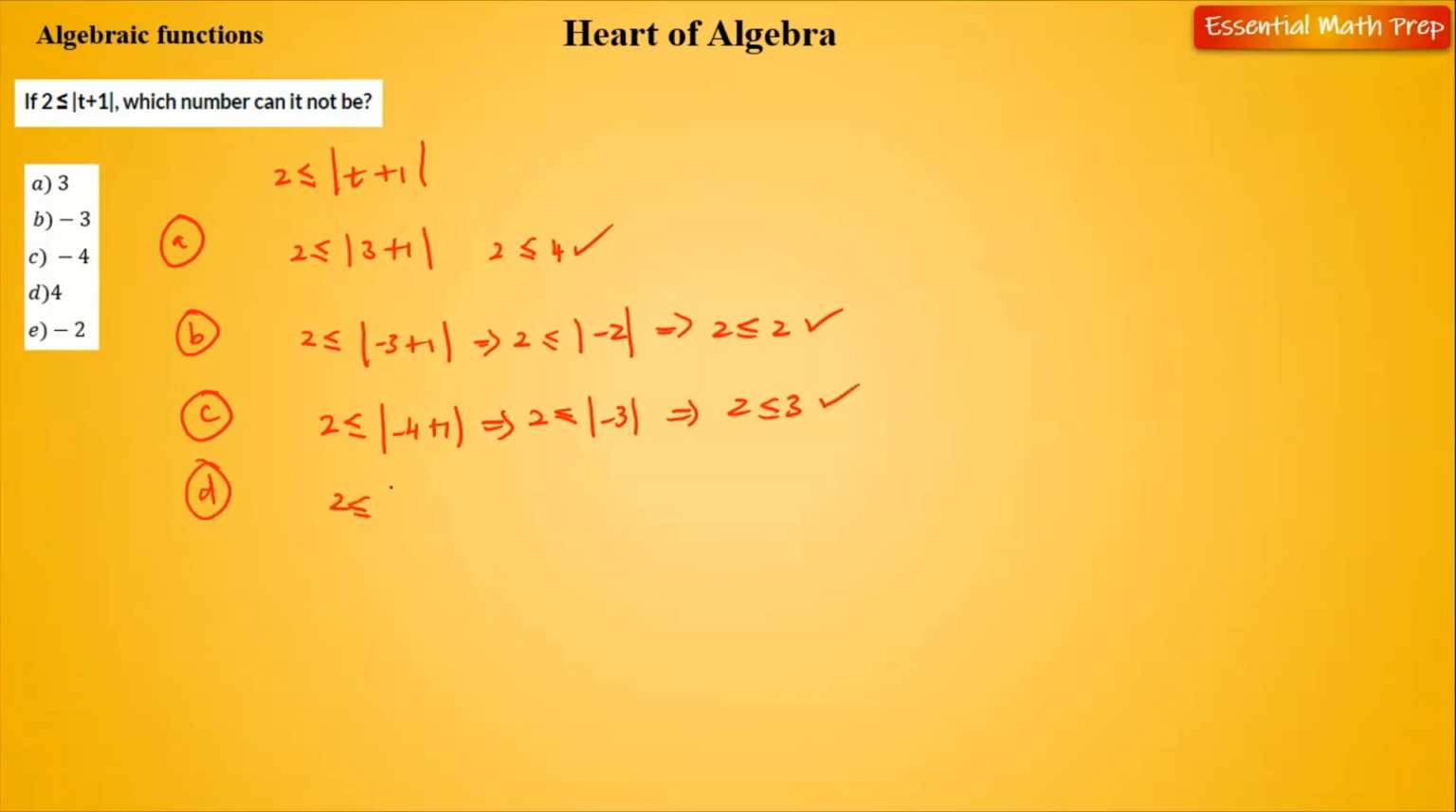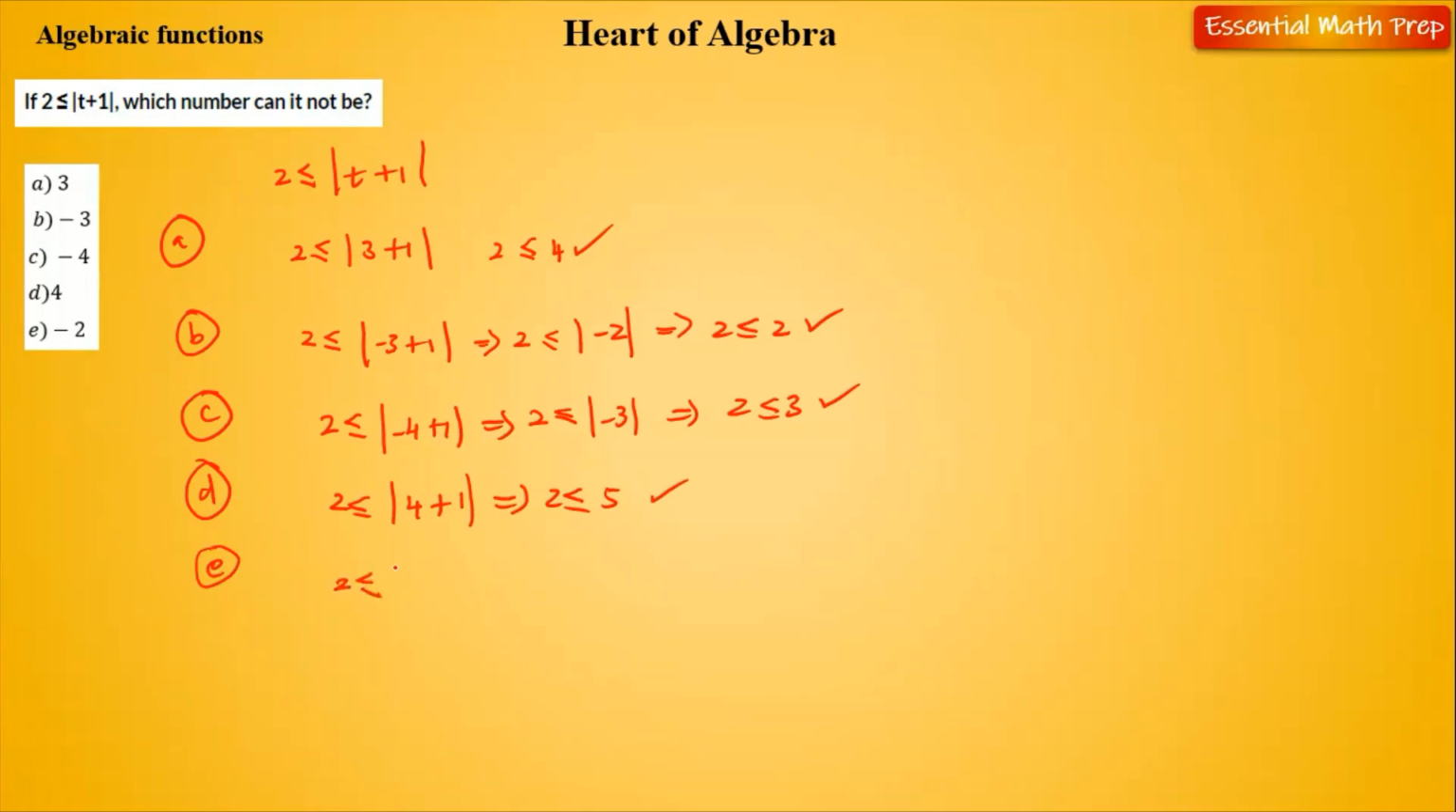Let's continue. 2 less than or equal to the absolute value of 4 plus 1. If 3 didn't work, why would 4 work, right? So 2 less than or equal to 5. Well, that won't work either. So the correct answer is E. Let's see how it works.